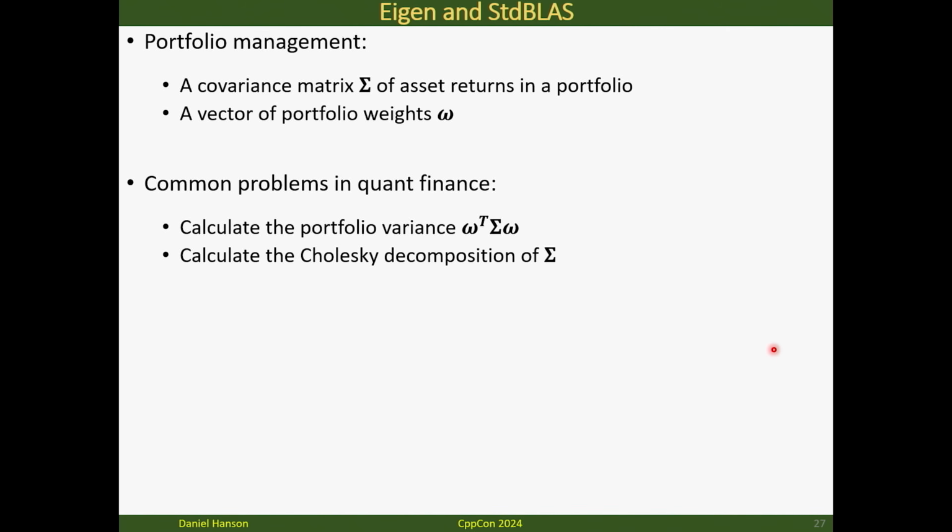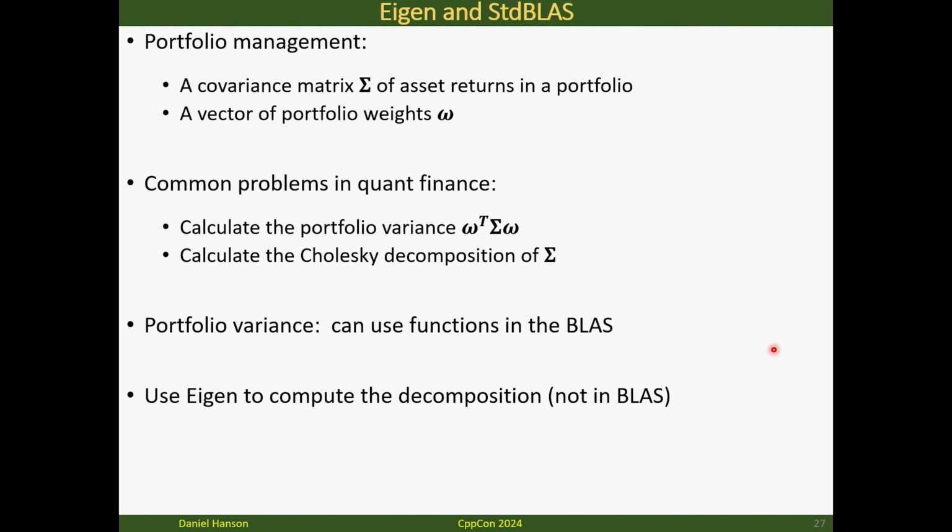But another common problem is to calculate the Cholesky decomposition. Again, this is very common in risk management. It's also used a lot in basket options pricing, where you're running Monte Carlo simulations. So again, the portfolio variance we can do in BLAS. We have to go elsewhere for the matrix decomposition, but we have Eigen, so we can use it. And then we'll see how we can go from one space to the other, so to speak, via it's kind of like an interface in Eigen.